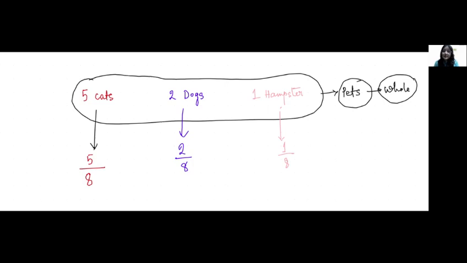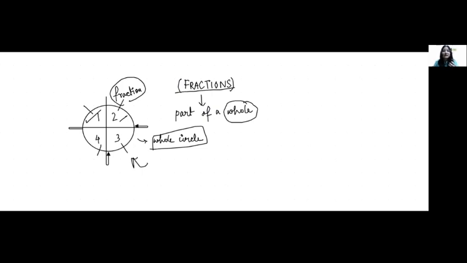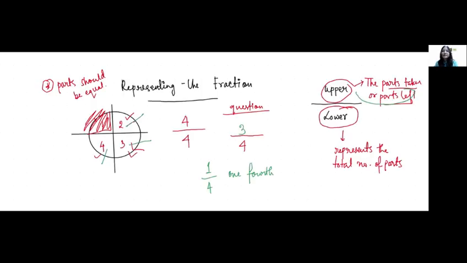Clear? So what did we learn today? Let's revise. Fractions basically mean a part of a whole. Now this whole can be a single object or a group of objects. A fraction has 2 numbers, the numerator and the denominator. The denominator represents the total number of parts and the numerator represents the parts that you're left with or the parts that have been taken. It depends according to the situation.